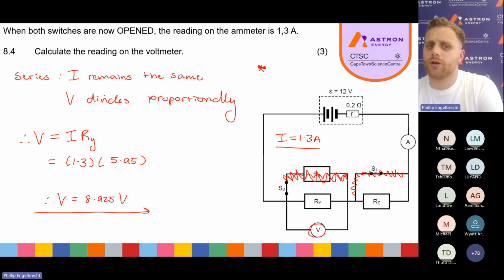Okay, so what are you not sure of? Luyanda, so you said you got 7.722. Remember, the resistance for resistor Y was 5.95 ohms. The current was 1.3 amps because they've told us that. So therefore, the voltage going through resistor Y's branch is equal to 8.925 volts. What are you unsure of with your answer? You can just type it in the chat and I can help you, Nana.